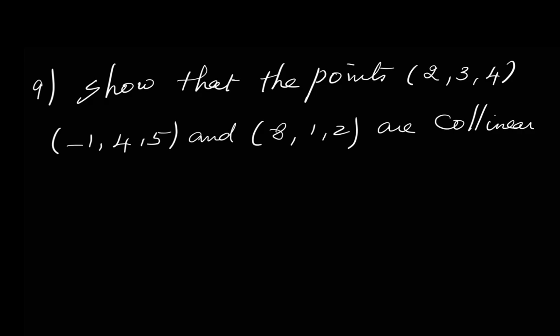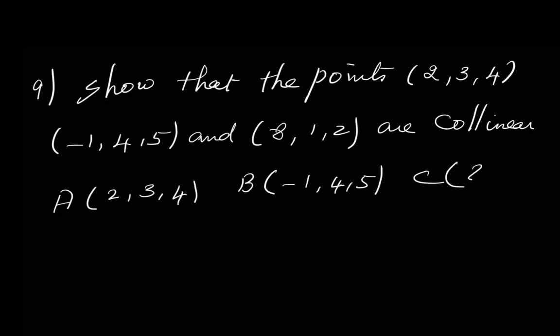See the ninth sum. Show that the points 2, 3, 4; minus 1, 4, 5; and 8, 1, 2 are collinear. See, let me name the points: A as 2, 3, 4, B as minus 1, 4, 5, C as 8, 1, 2. What do you mean by collinear? They lie on the same straight line. We have to prove this.